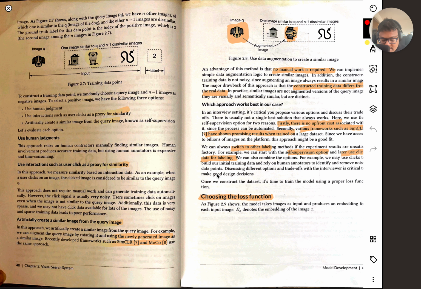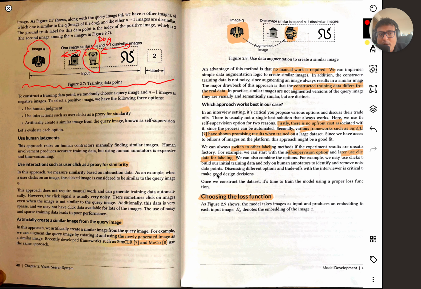So what this figure is just saying is that you have one image which is the query image, which is a dog, and then you have n minus one images which are not a dog, which you sample, and there is one image which is actually a dog, which is the positive image. And now, what are the ways in which you can generate these labels?